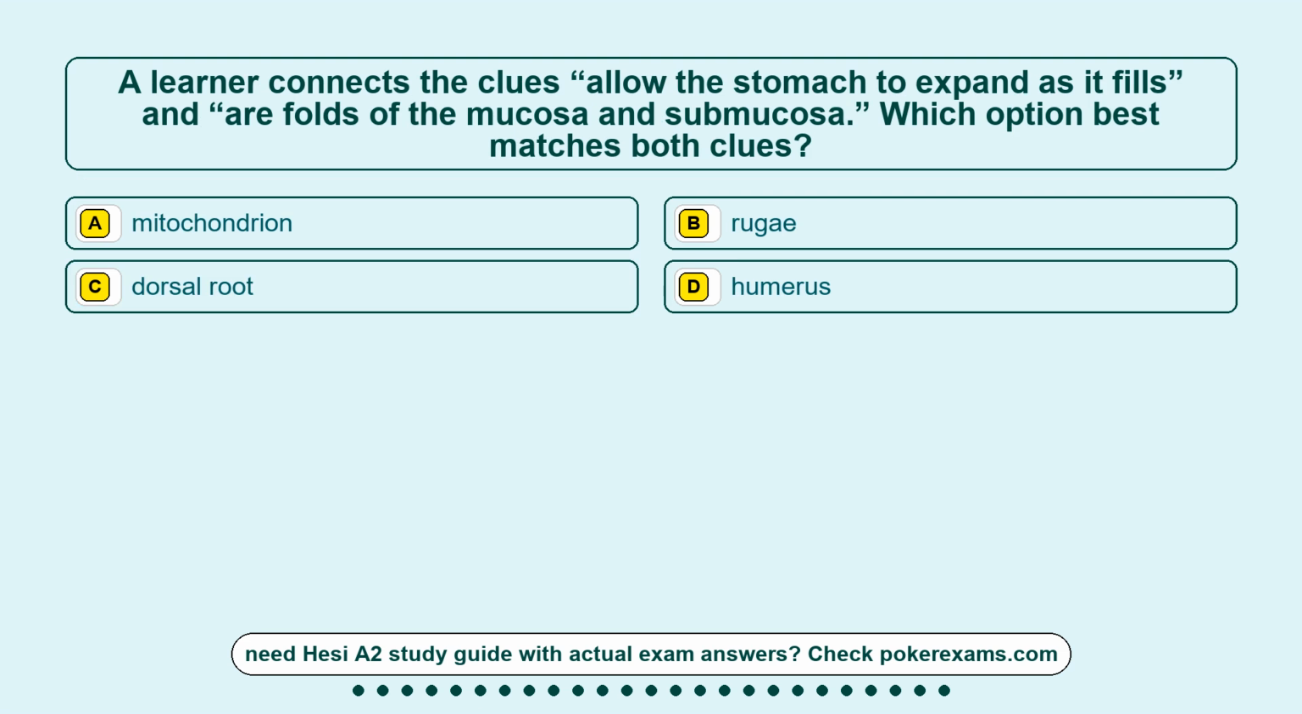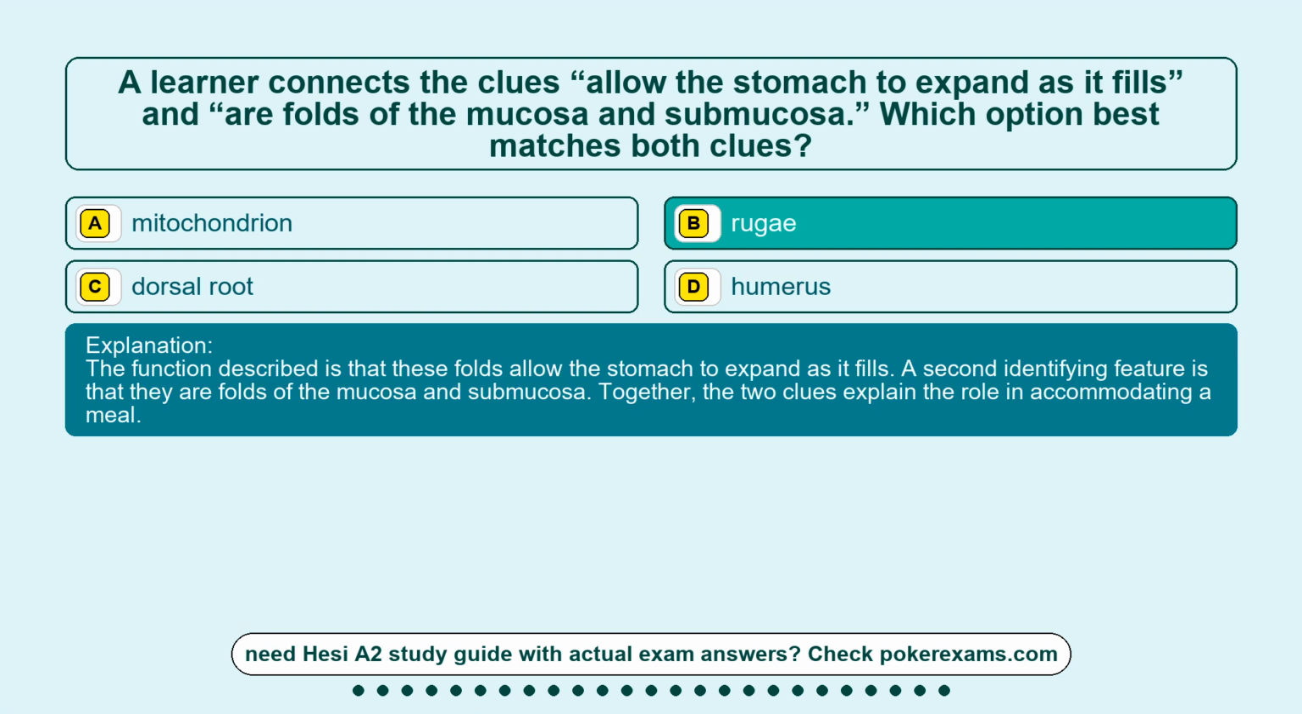Question 22. A learner connects the clues: allow the stomach to expand as it fills, and are folds of the mucosa and submucosa. Which option best matches both clues? Option A, mitochondrion. Option B, rugae. Option C, dorsal root. Option D, humerus. The correct answer is option B, rugae.